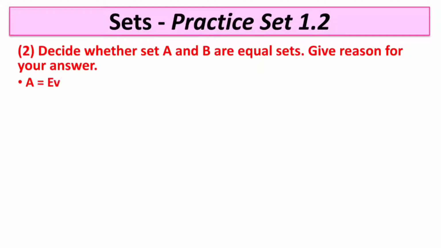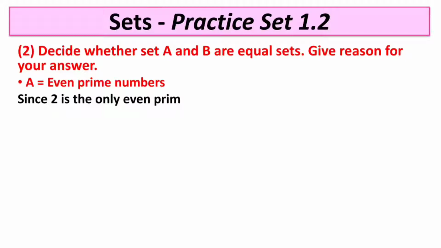Here set A is even prime numbers. There is only one even prime number, that is 2. Other even numbers are multiples of 2. So the single number is 2. Here we have A equals, in set we have 2.